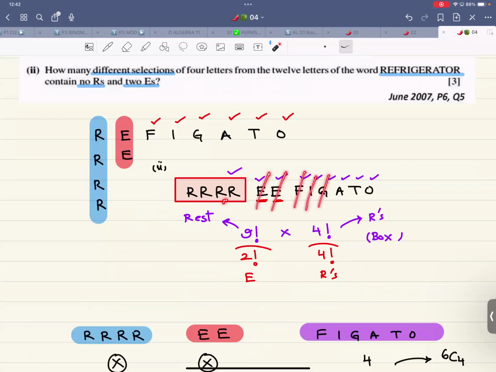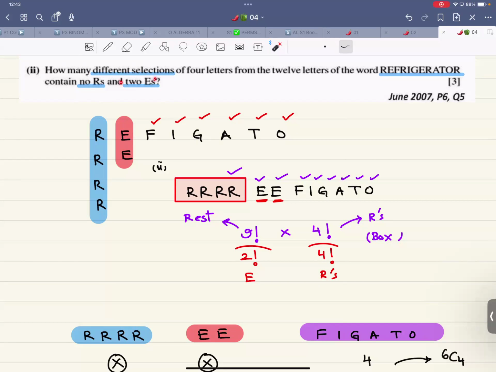1, 2, 3, 4, 5, 6, 7, 8. 8 plus 1 is 9. That is 9 factorial, and 4 factorial for the R's. First, take care of the numerator as if you have no knowledge of what's going to happen in the denominator. If you have not studied the concept of identical, there won't be any denominator. So just focus on the numerator. These 8 plus the box, that is 9. Inside the box, 4 factorial. Because of identical, 2 factorial for the 2 E's and 4 factorial for the 4 R's. So as such, nothing is happening inside the box. I prefer writing it down and then doing the cancellation.